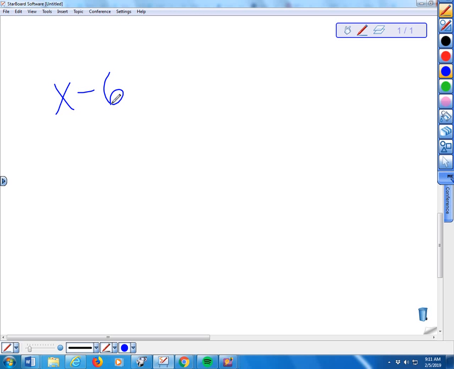So is 6 a solution? This is my polynomial that I want to test out: 2x cubed minus 9x squared minus 12x minus 24.